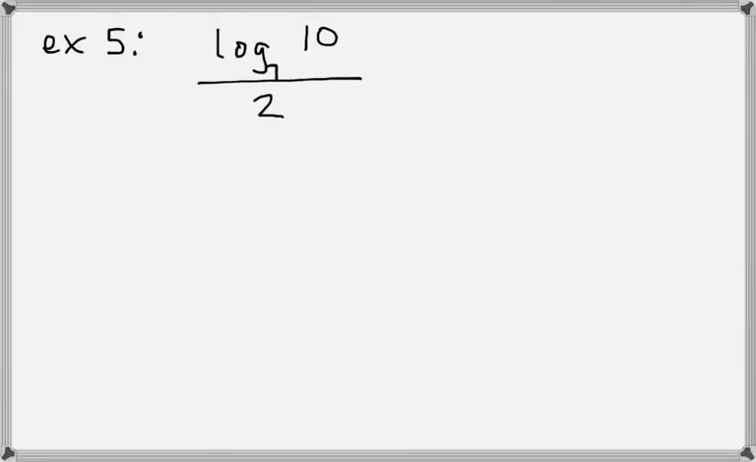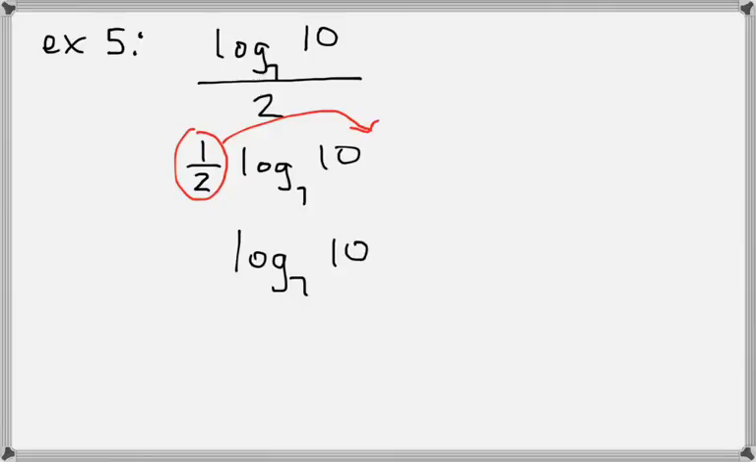Let's look at another example. Here we have log base 7 of 10 all divided by 2. Well, dividing by 2 is the same thing as multiplying by 1/2. So let's rewrite that so that it matches our power property. Now we have a 1/2 times the log base 7 of 10. Now we can take that coefficient that's out front and move him up top to be an exponent. So we have log base 7 of 10 raised to the 1/2. 1/2 means square root, so you could also write this as log base 7 of the square root of 10. And that would be your final answer.